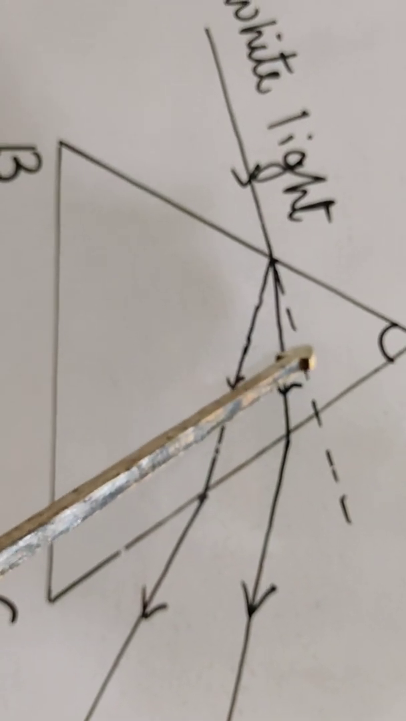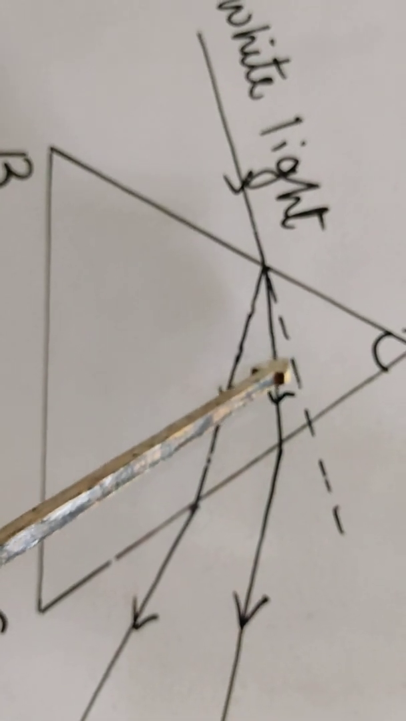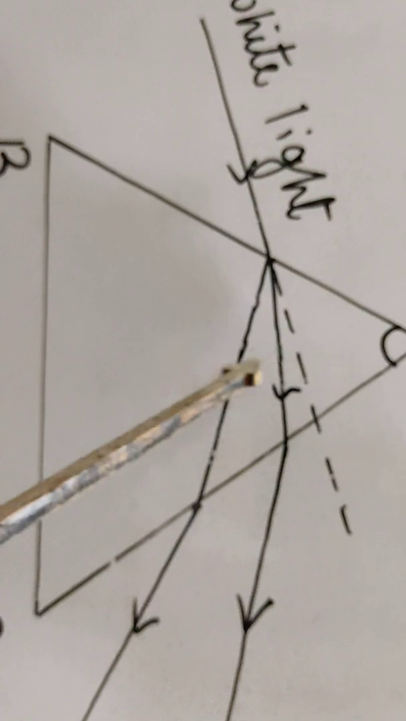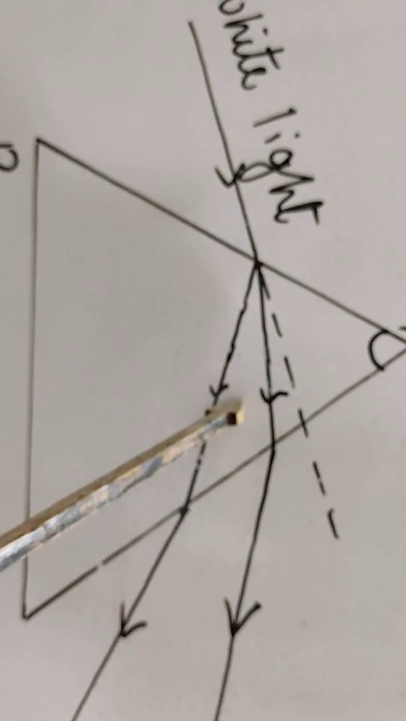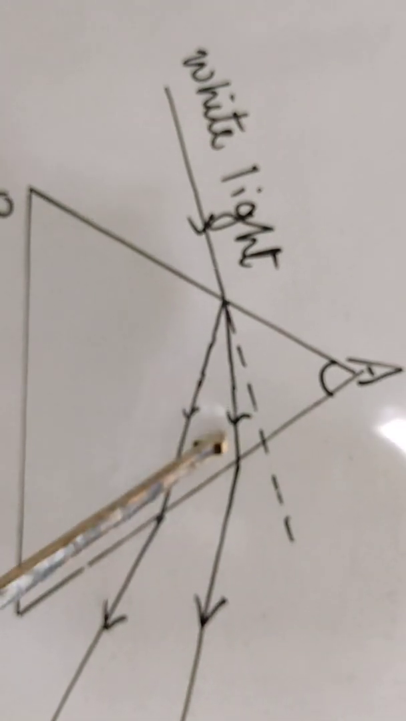It means minimum change or minimum decrease is of red color. It means maximum decrease for violet color. So red color has more speed than violet color. Let us look at the options. I hope you have understood.